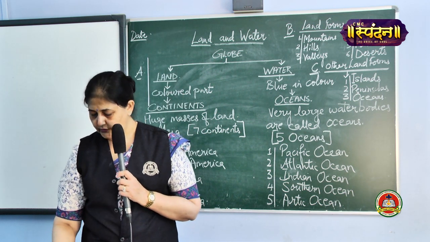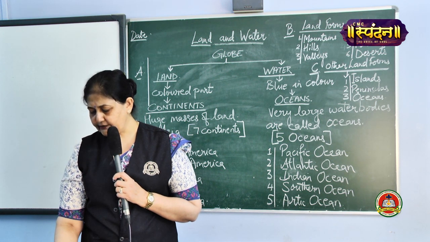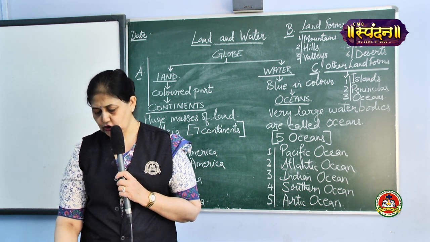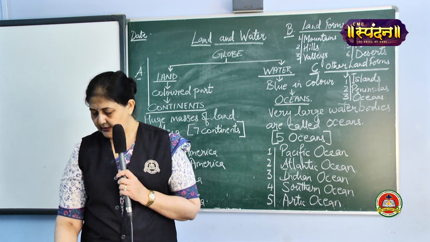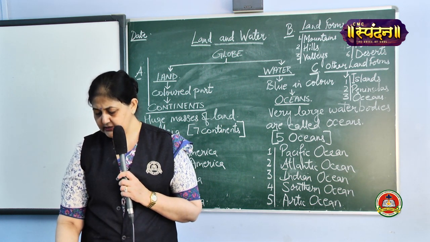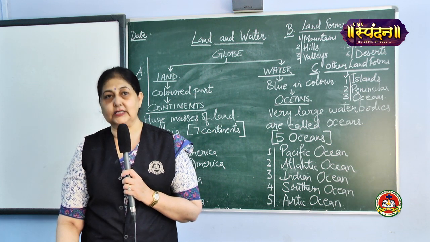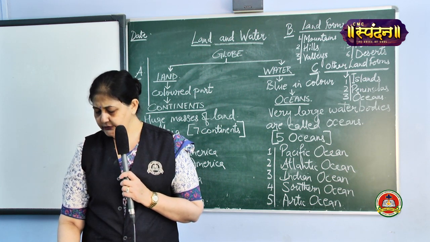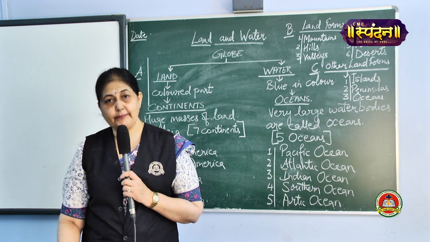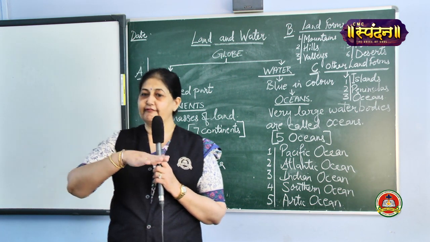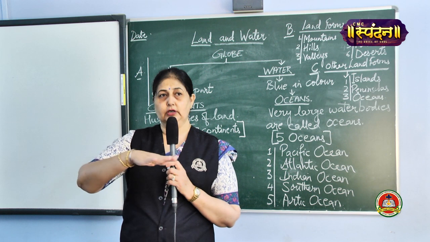Plateau. Plateaus are raised areas of land with a flat top. They are different from mountains because mountains have pointed peaks at the top. Plateaus are also known as table land because, children, they are flat on the top.